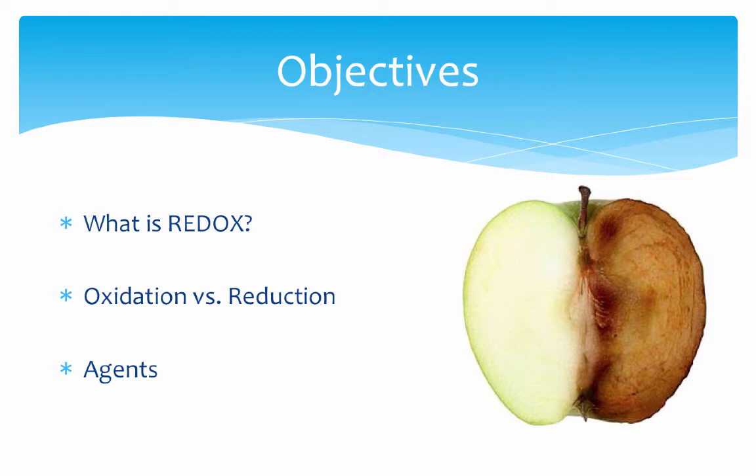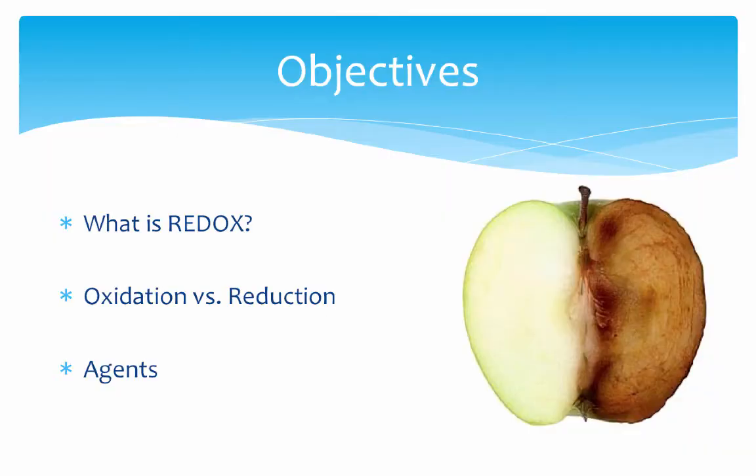actually are. We're going to start with the discussion of what is redox in general. We'll then compare and contrast the idea of oxidation versus reduction and how to identify the two of those different elements. And last but not least, we'll talk about oxidation agents and reduction agents. And again, we'll have some examples on how to make some identifications.